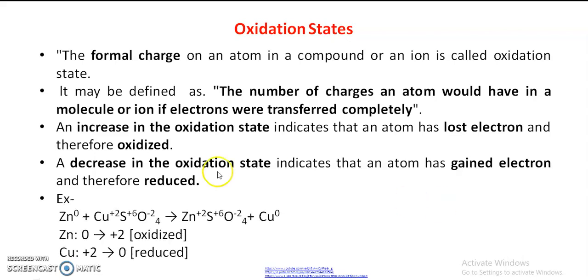For example, see in this reaction, zinc as a reactant has 0 oxidation state and in the product it has +2 oxidation state. That means the oxidation state of zinc changed from 0 to +2. That means here zinc is oxidized. And in the reactant, copper has +2 oxidation state, but in the product copper has 0 oxidation state. That means copper is reduced. Its oxidation state changed from +2 to 0.